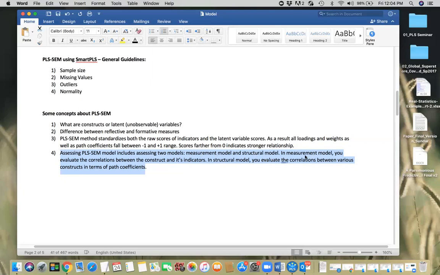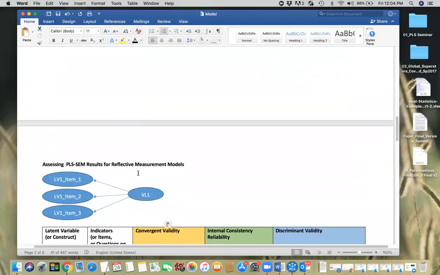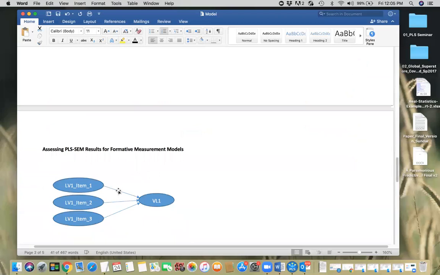So when it comes to the measurement model, basically you're evaluating the correlations between the construct scores and its indicators. And when you're evaluating the structural model, you're evaluating the correlations between various constructs in the path coefficient. So when you're evaluating the measurement model, the focus is between the items and their construct. That's a loading or the weight we are interested in. In case of reflective measurement model, we are talking about the loading. In terms of formative measurement model, we're going to talk about the weights.